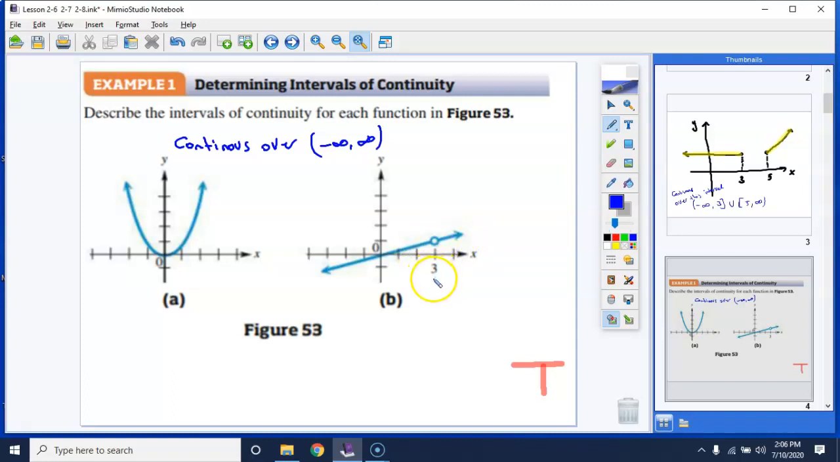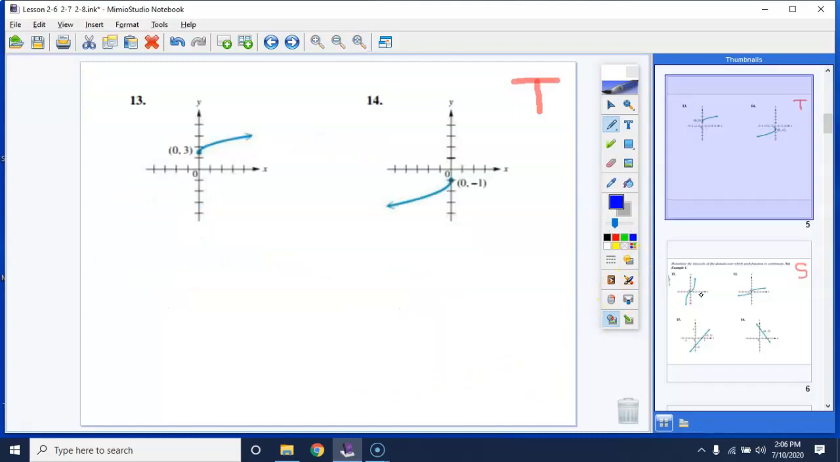We cannot include 3. I'm going to go like this: continuous over this interval, negative infinity. You're going to come all the way up to 3, but do not include 3. So open circle, and 3 to infinity. And here, as you're seeing, it's continuous. I can just go and draw it.